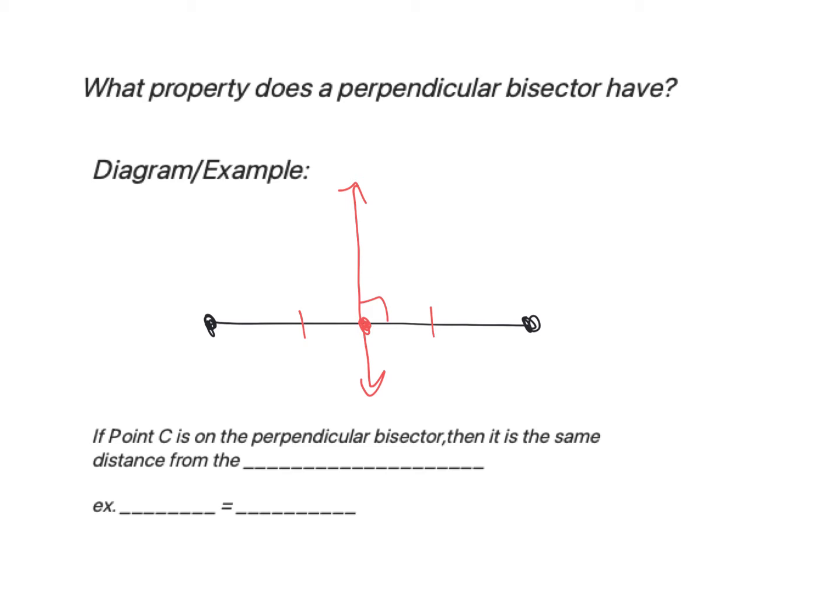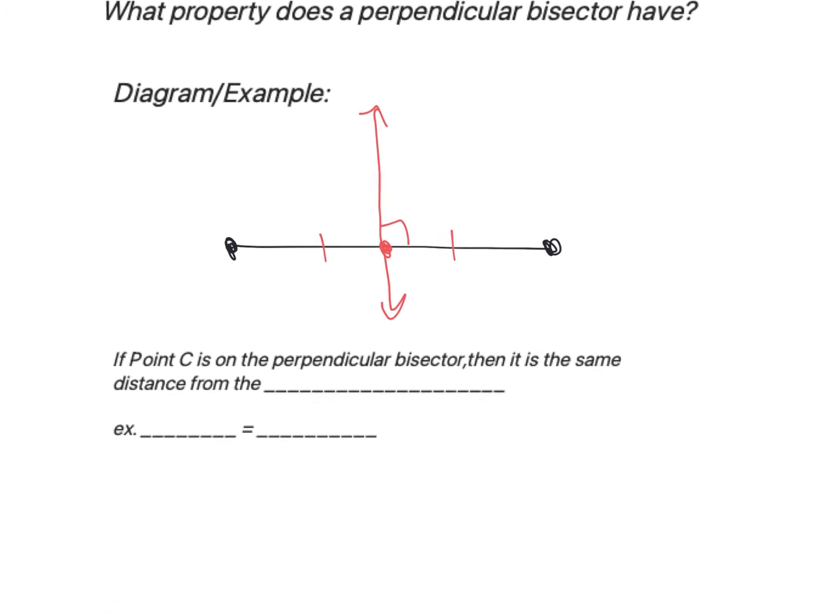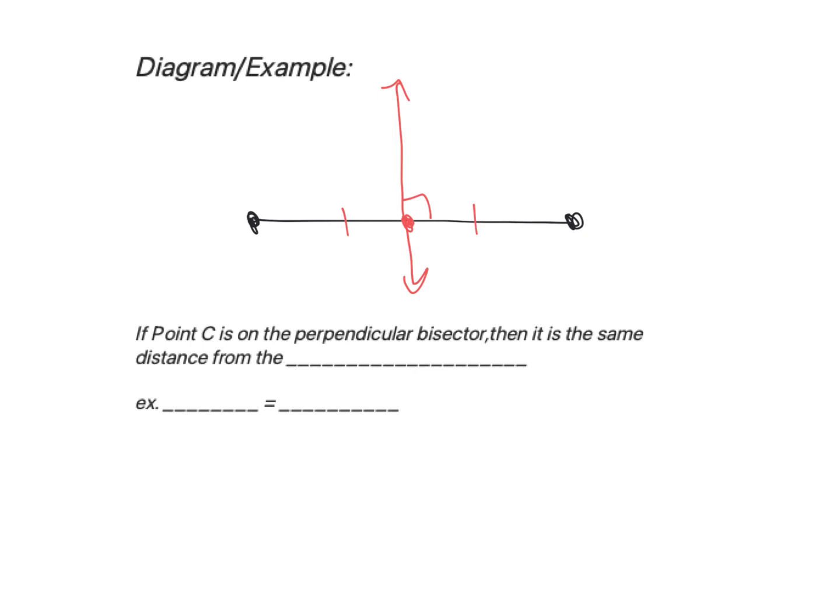Okay, and so then what we know, oopsie, didn't mean to do that. Then what we need to think about is, if I put a point on that perpendicular bisector, if point C is on the perpendicular bisector, then it is the same distance from certain things. So if this is point C, we'll put point C right here. And we want to think about what that would be the same distance from. Well, point C is going to be the same distance from the endpoints. So let's call this A and B for our endpoints.